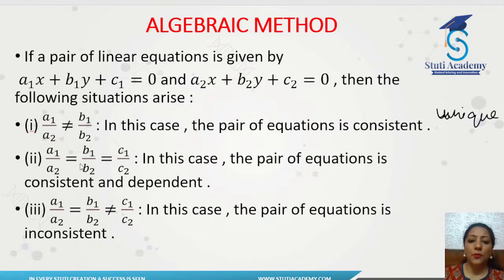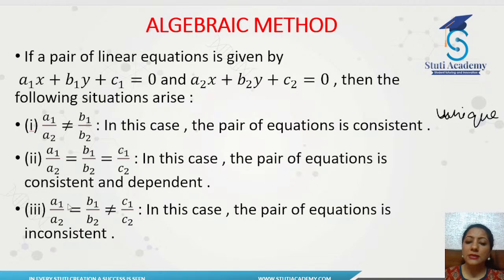Now, if we have A1 upon A2 equal to B1 upon B2 equal to C1 upon C2, then the set of equations is again consistent. Yes, we have solution, but in this case, we have infinite solutions. Infinite solutions means that the lines representing these two equations would be coincident lines. They would be completely overlapping each other.